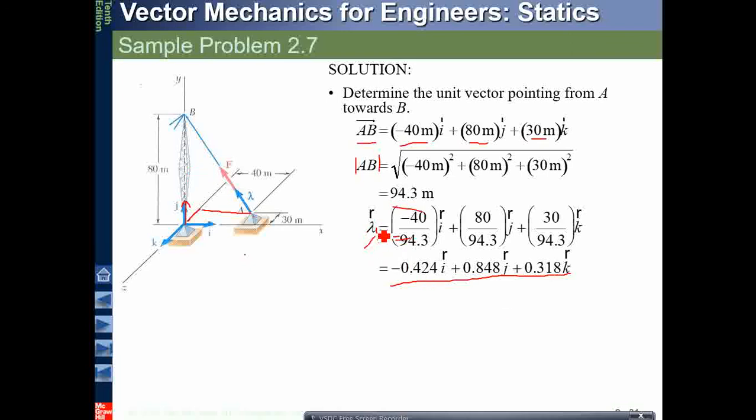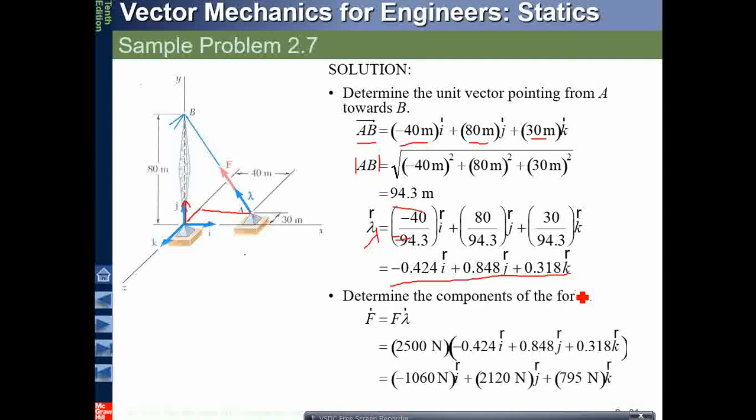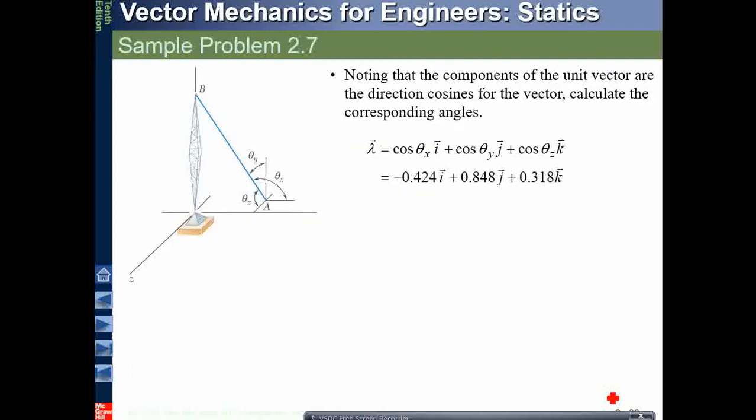Okay. So the magnitude is this after obtaining. And then we have determined the components of the force. So the force component is F times lambda. And F is given to me, I think, 2500 newtons, times the unit vector which is there. Okay. And this can be written in this form. And this lambda is like this: cos θx i, cos θy j, and cos θz k. So you can compare these two terms together and obtain the theta x, theta y, and theta z very easily. Okay. So this AB has theta x in this direction, theta y along the y, and theta z.